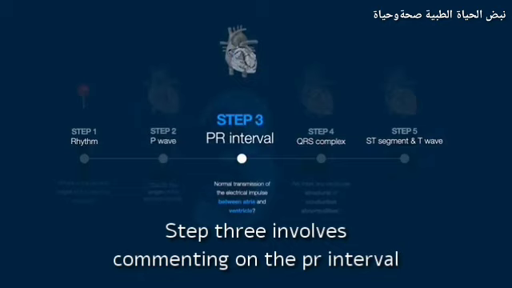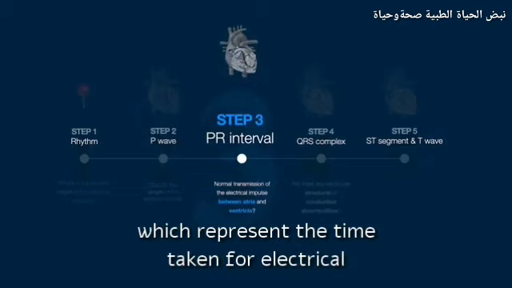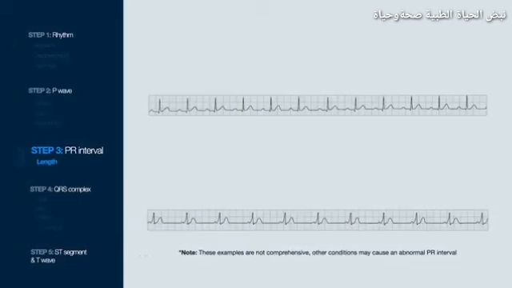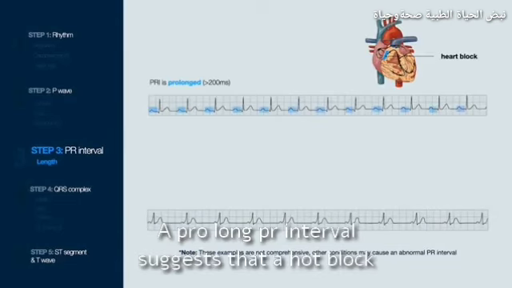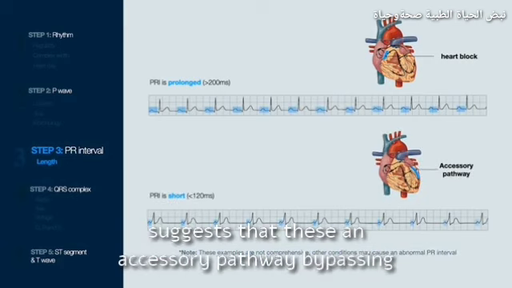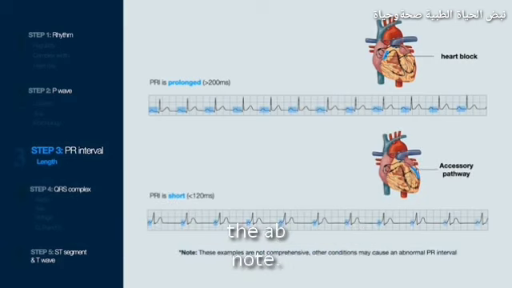Step 3 involves commenting on the PR interval, which represents the time taken for electrical impulse to move between the atria and ventricles. A prolonged PR interval suggests that a heart block exists between the atria and ventricles, and a short one suggests that there is an accessory pathway bypassing the AV node.